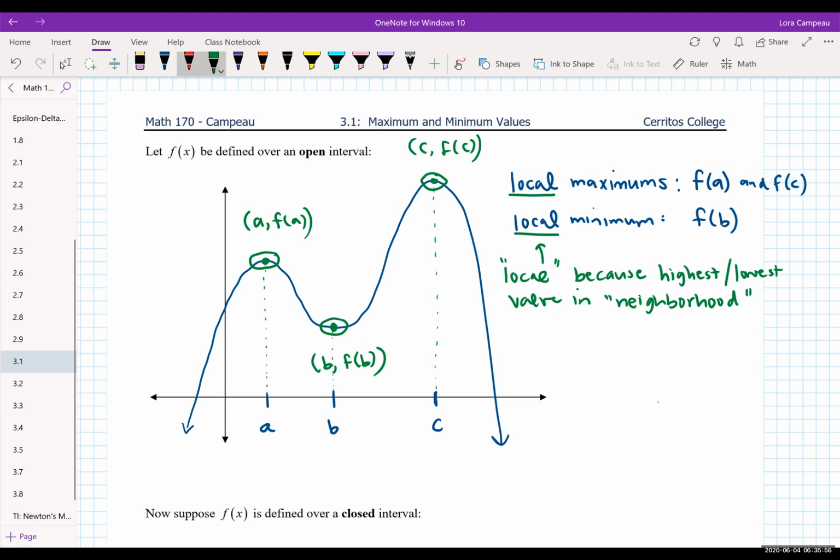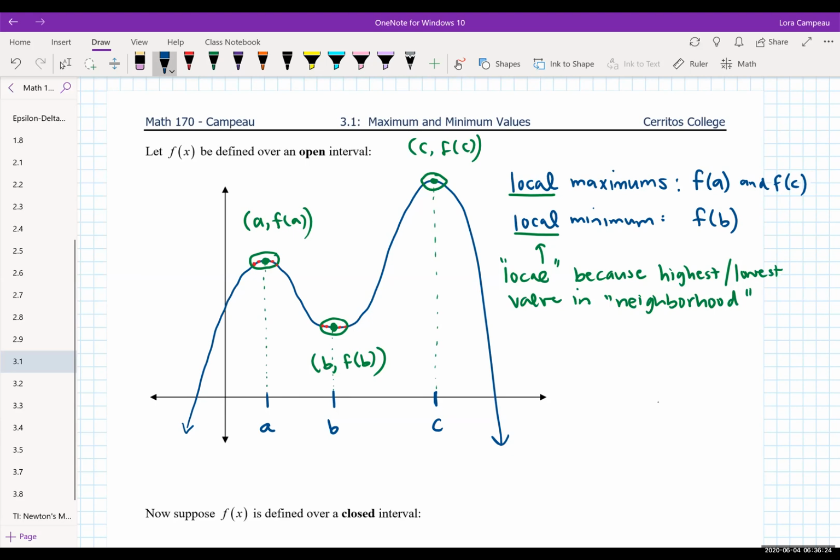If you inspect all of the y values, you will notice that f of a is the highest. But if you go in this neighborhood around the B, you inspect all those y values, f of b happens to be the lowest. So just kind of keeping in mind, local. Got to make sure we include that in our language.